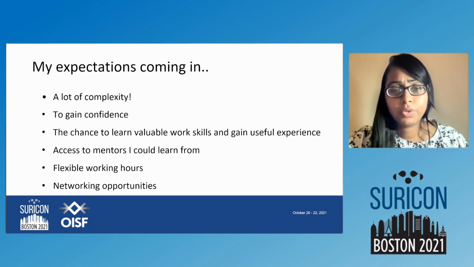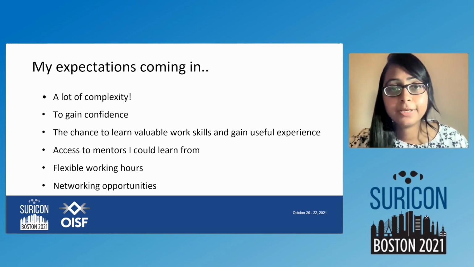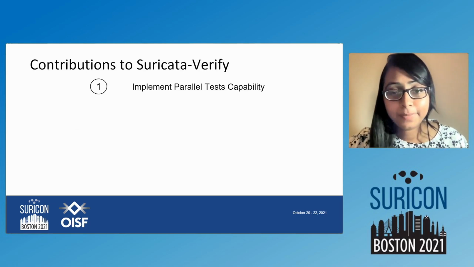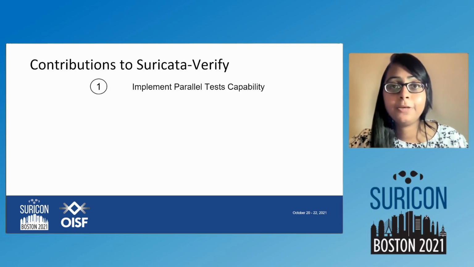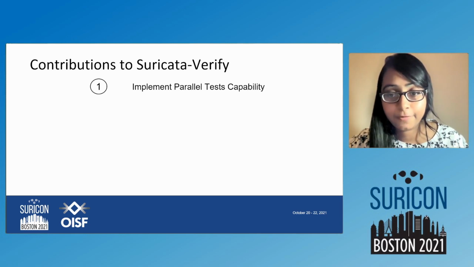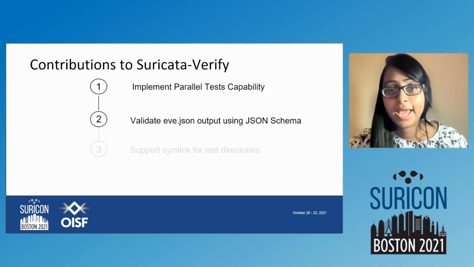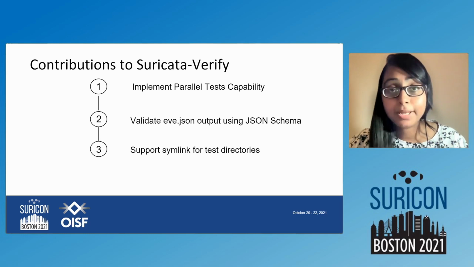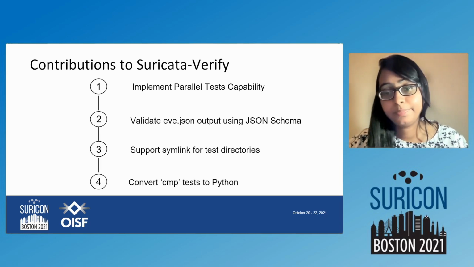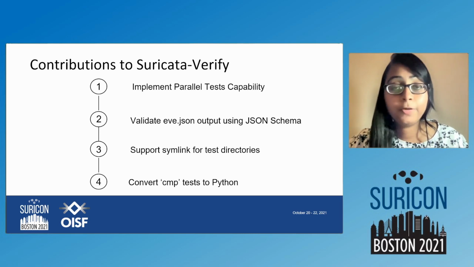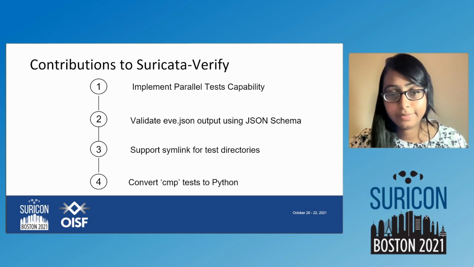Moving on to how I contributed to Suricata Verify. I worked on a couple of issues. Firstly, implementing parallel tests capability for the tests in Suricata Verify. Secondly, to validate the eve.json output using a JSON schema. Thirdly, to support symlink for test directories. And fourthly, to convert the CMP tests to Python. I will take you through a few of these tasks that I worked on.